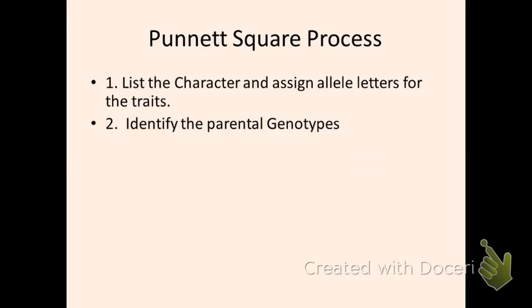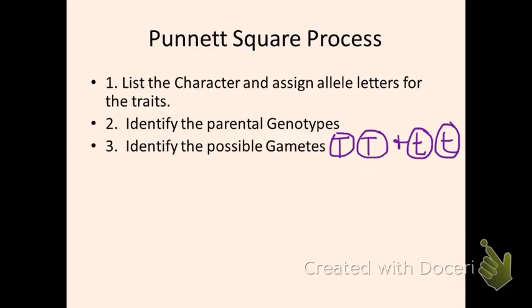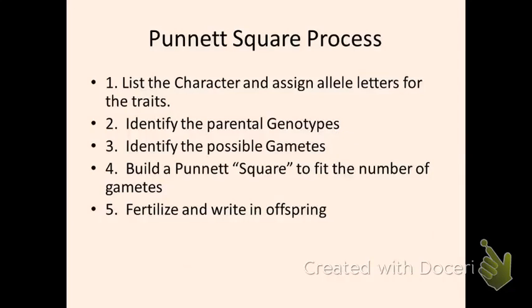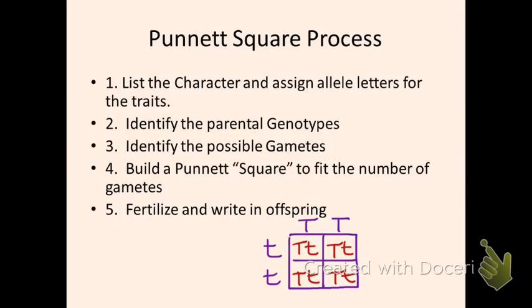Then you're going to identify the parental genotypes, and that's usually some type of story problem. So you're going to write out the cross, big T times little t. This is a homozygous tall parent crossed with a short parent. Then you're going to identify the possible gametes. Again, in a monohybrid, this is pretty simple, but we need to write it out so we get used to doing that when we get to our dihybrid crosses. In this case, you would have a big T or a big T from the one parent and a little t from the other parent. Then we're going to build a square to fit the number of gamete possibilities. After we build our square, we'll fertilize and write in our offspring.